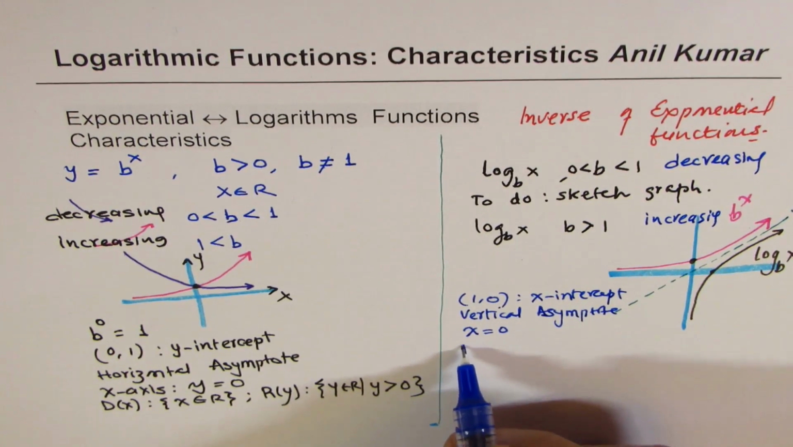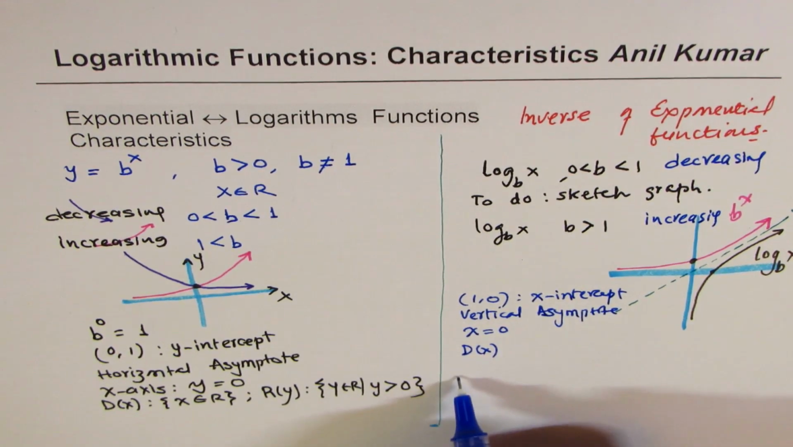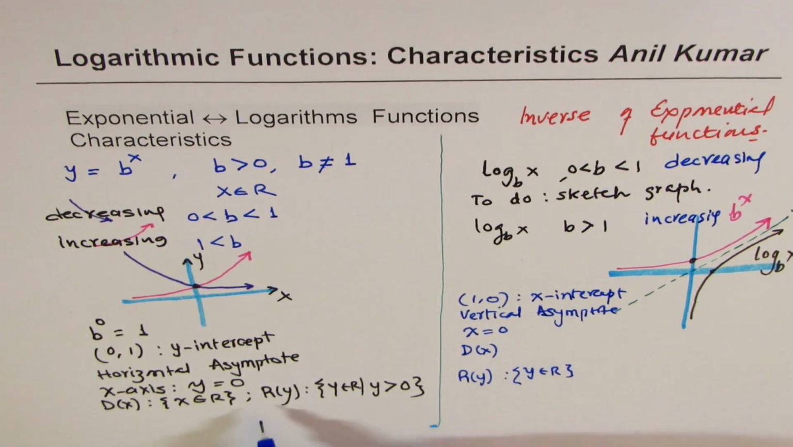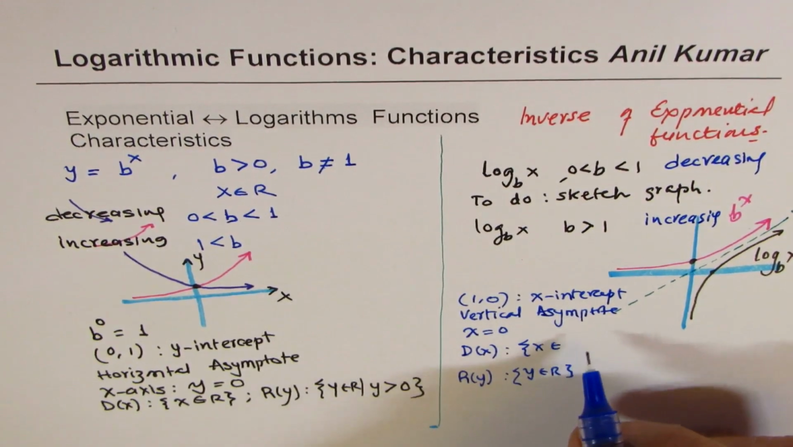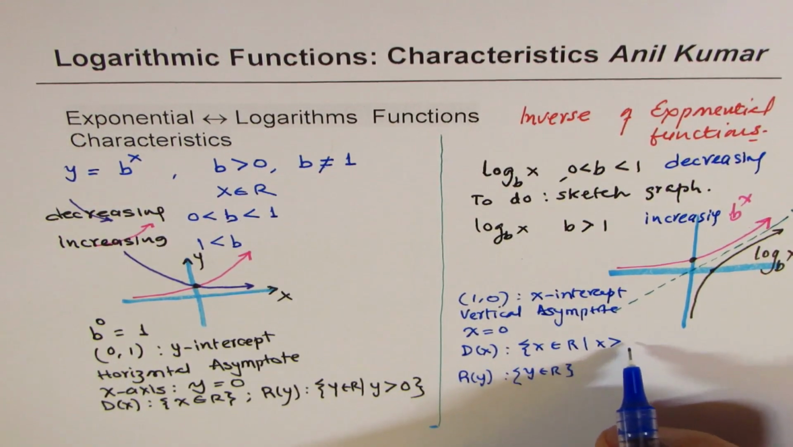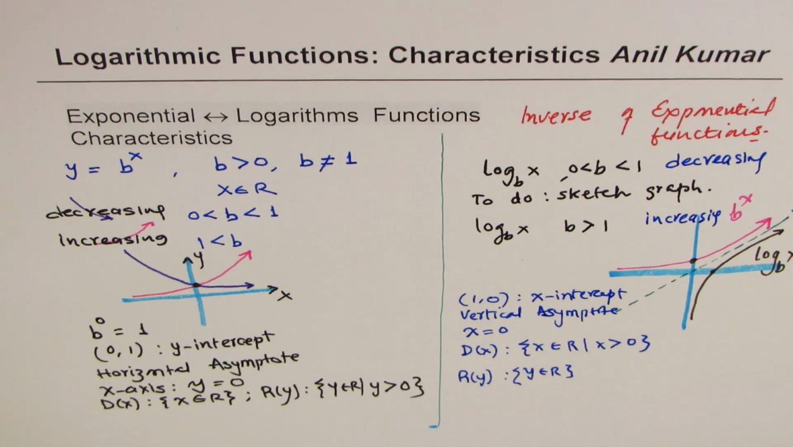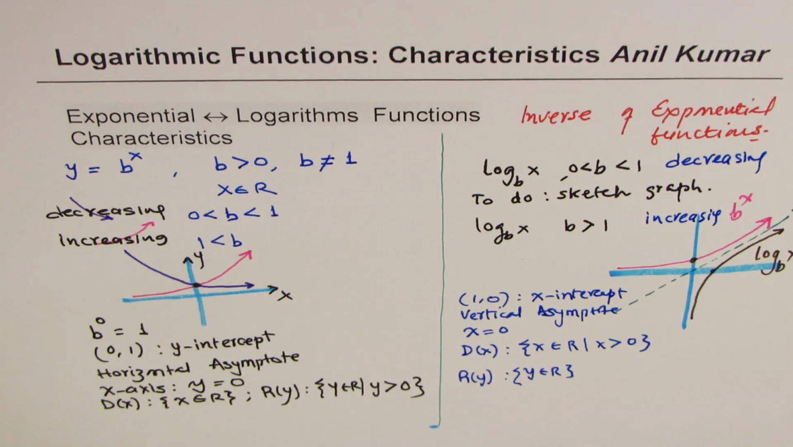What happens to domain and range? As you can see, domain and range flip. Earlier the domain was all real numbers, now the range becomes all real numbers. Earlier the range was y greater than 0, and now the domain becomes x greater than 0. Perfect. So that is how they are very much related. Now with that, let's move forward and understand more characteristics in detail for the specific example which I left here as an exercise for you. So pause the video, do your exercise, and then move forward and check your result.